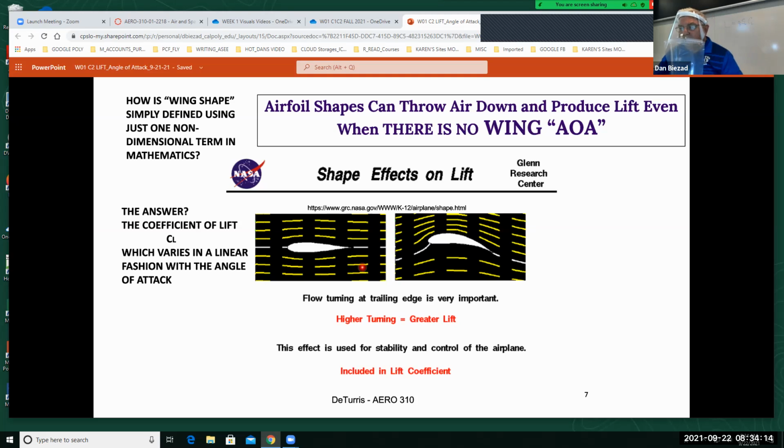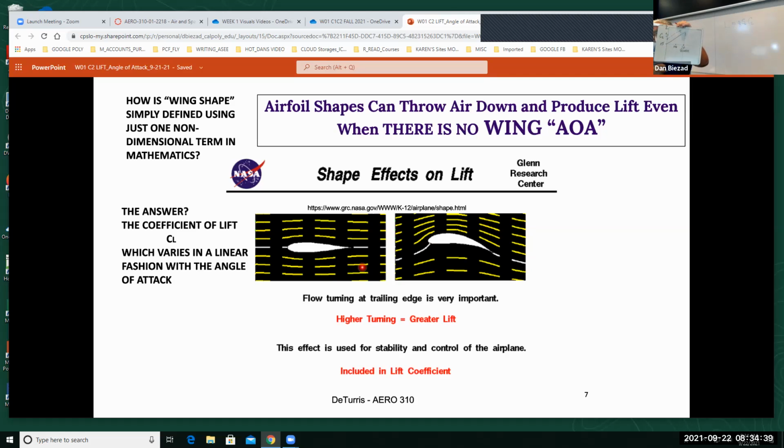And the coefficient of lift varies in a linear fashion with angle of attack. What does linear fashion mean? It means it's a linear line. That slope is always about the same. That slope is about 0.05. So in other words, the angle of attack is normally around 20 degrees for a typical airplane. A C sub L of 1 gives you 10 degrees. C sub L of 2, if you can get there, would give you 20 degrees.